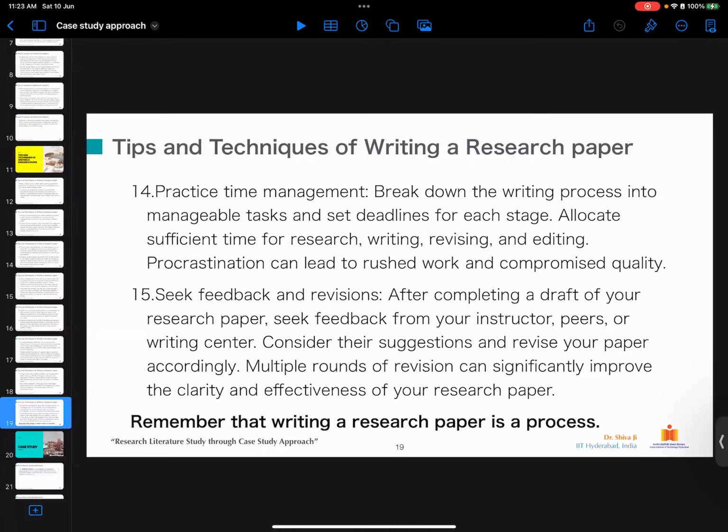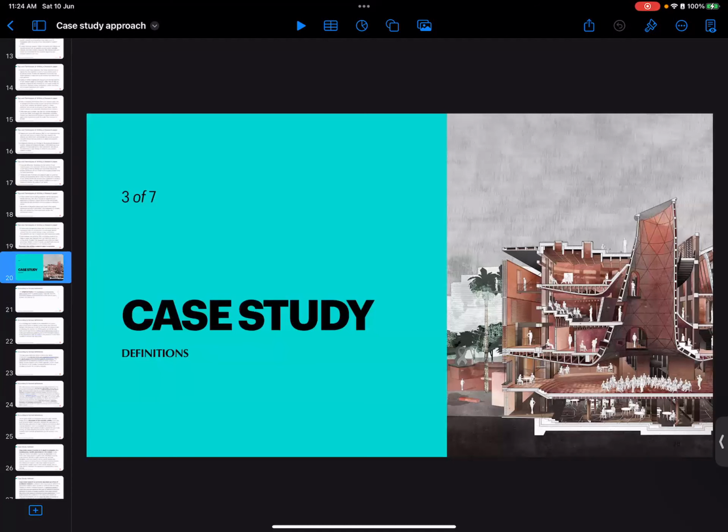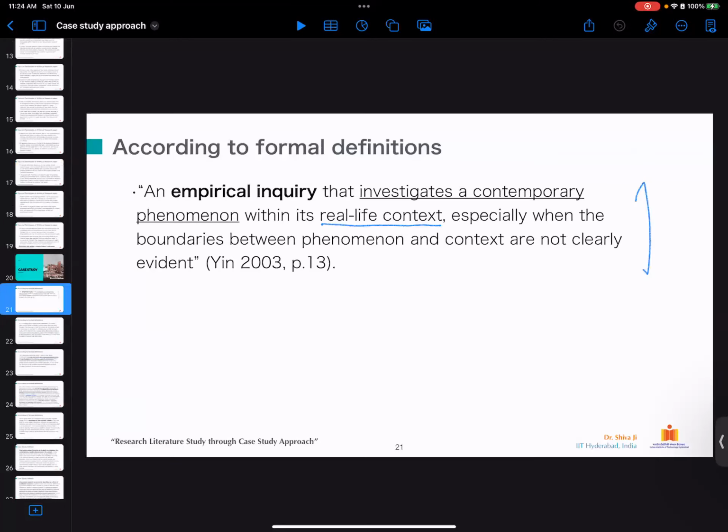So these are a very brief set of steps which suggest how to write a research paper. Maybe other presenters have also elaborated on these, that's why I'm not going into detail. But from here on, I'm taking up the case study method, and how you can utilize it in your research. So let's see some definitions.